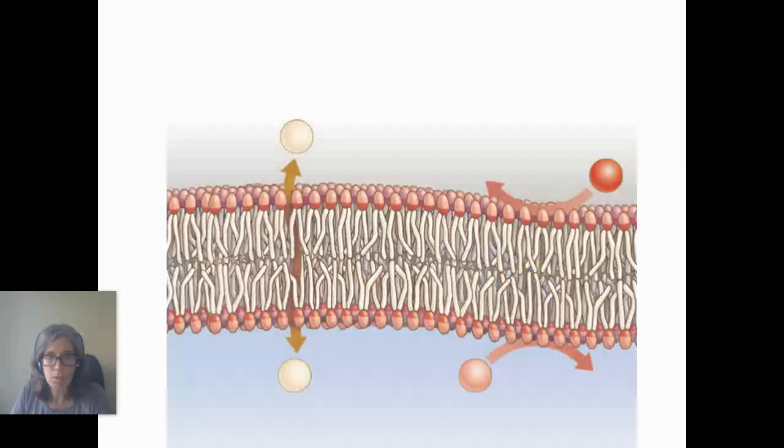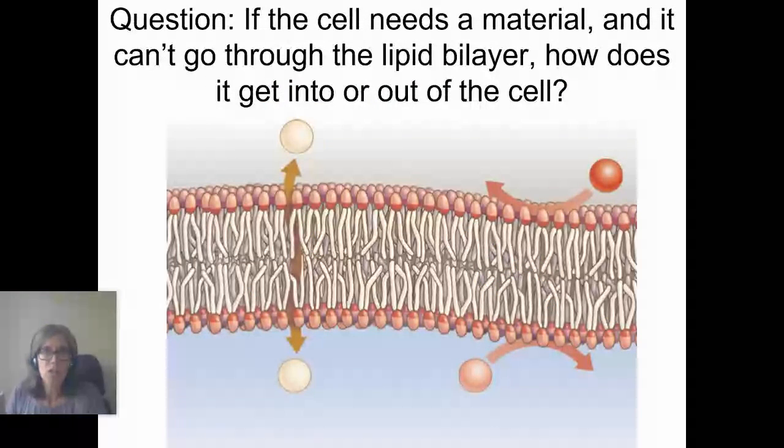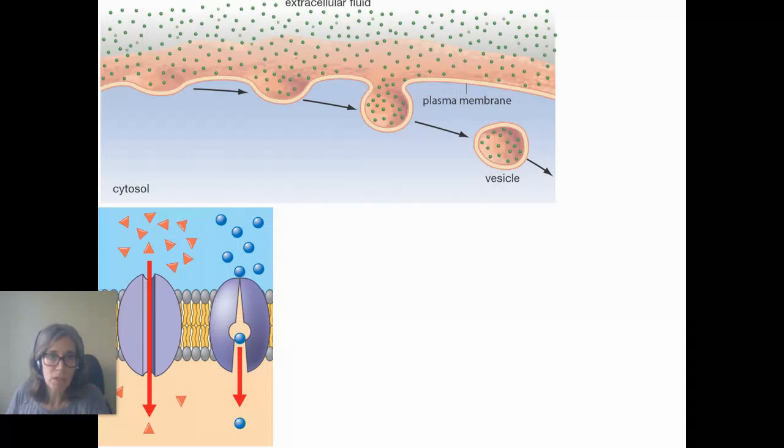So let's talk a little bit more about facilitated diffusion. If a cell needs a material, like maybe glucose or maybe sodium, and it can't go through the lipid bilayer because it's charged or it's big and polar, how does it get into or out of the cell? Well, it could go through a protein.